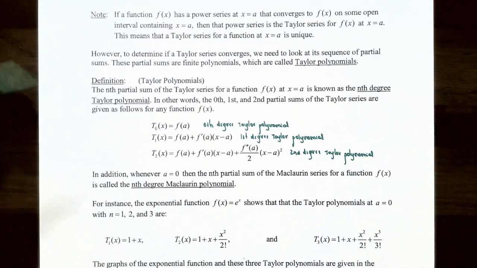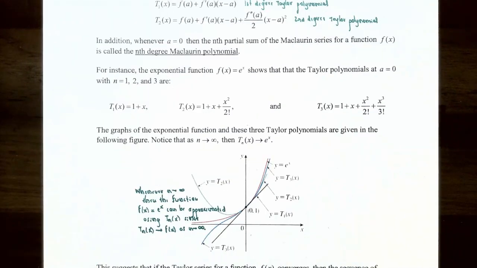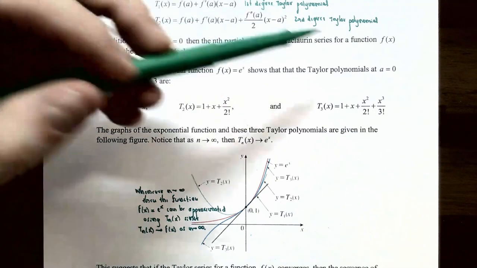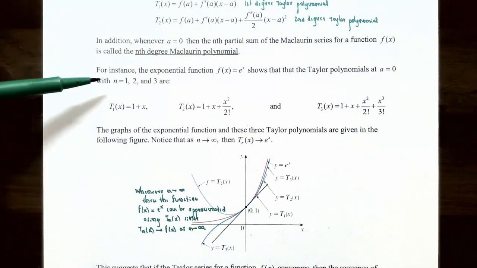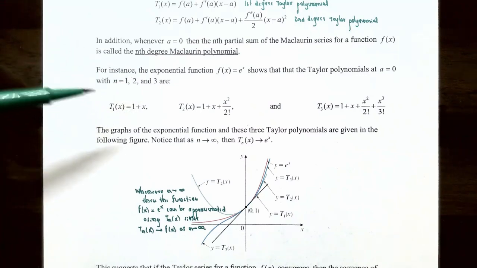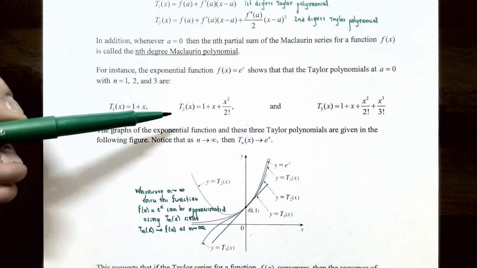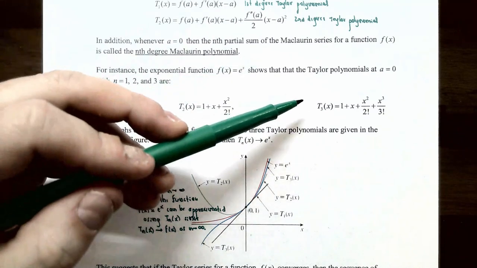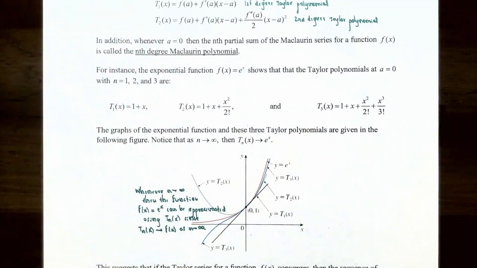In addition, whenever a is equal to 0, then the nth partial sum of the Maclaurin series for a function f of x is simply called the nth degree Maclaurin polynomial. So for example, the exponential function f of x equals e to the x has Taylor polynomials centered at a equals 0, for n equals 1, n equals 2, and n equals 3, as follows. T sub 1 of x is equal to 1 plus x. T sub 2 of x is 1 plus x plus x squared divided by 2 factorial, and T sub 3 of x is 1 plus x plus x squared divided by 2 factorial plus x cubed divided by 3 factorial.